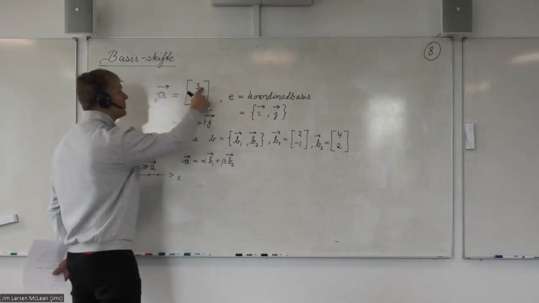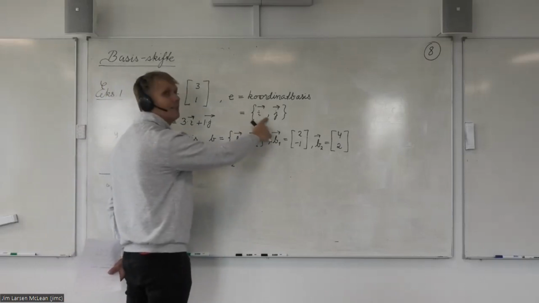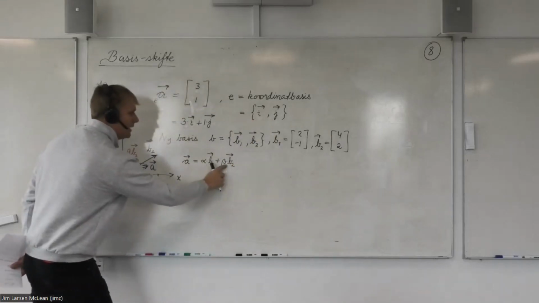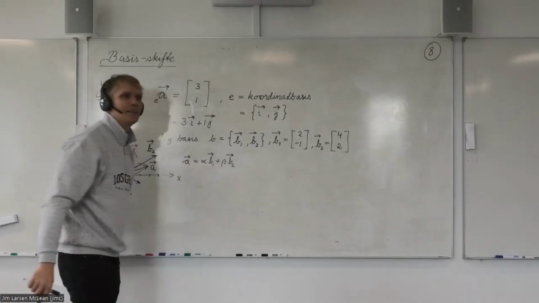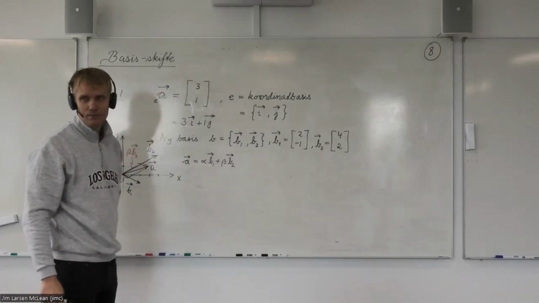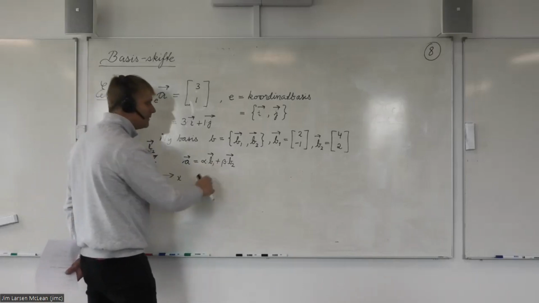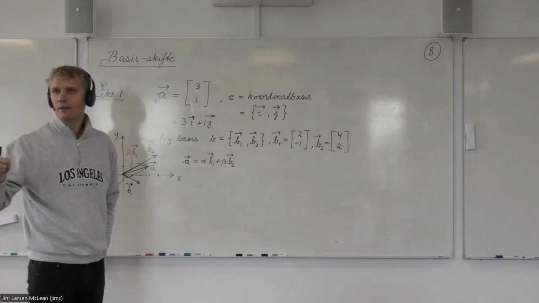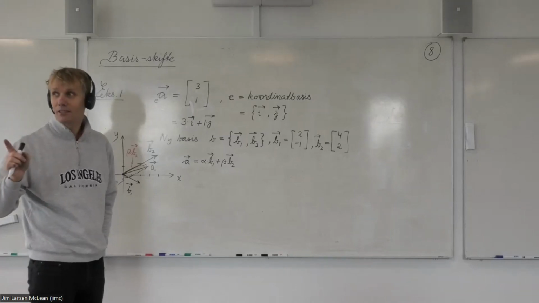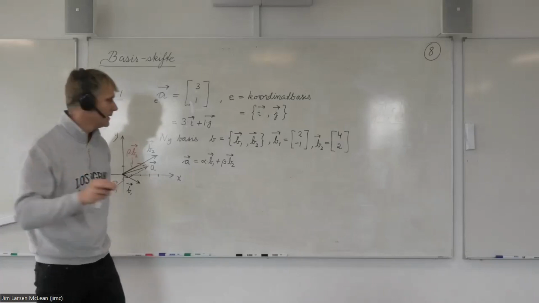Just like the two numbers tell me how much I need of this ingredient and that ingredient, the two numbers tell me how much I need in the direction of vector b1 and how much in the direction of vector b2. So if I can find alpha and beta, what have I found then? Vector A in b-coordinates. That's the main point. So it really needs to sink in before we move on.